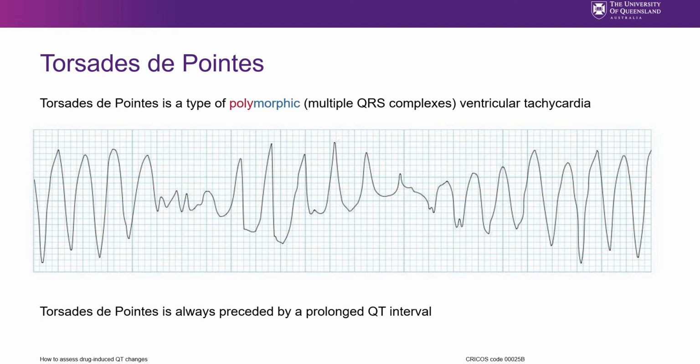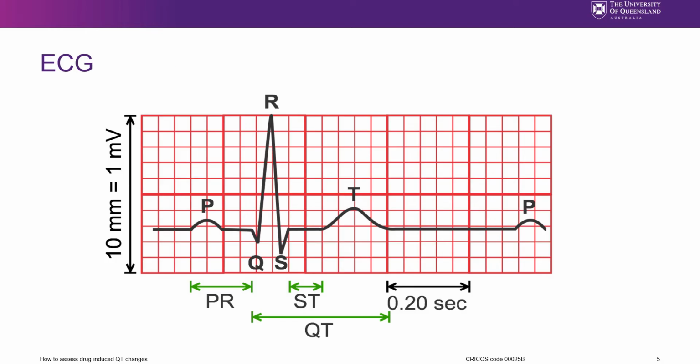Torsades de pointes is always preceded by a long QT interval. So what is the QT interval? An ECG, or an electrocardiogram, is a device that records the electrical signal from the heart. Certain characteristics of an ECG wave are represented by letters. The P wave represents atrial depolarization. The QRS complex represents ventricular depolarization. And the T wave represents ventricular repolarization.